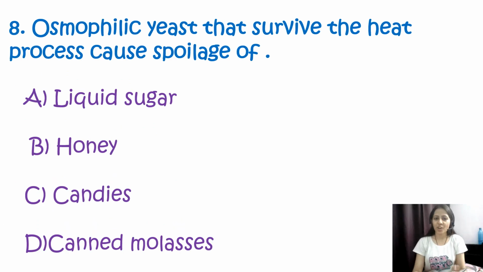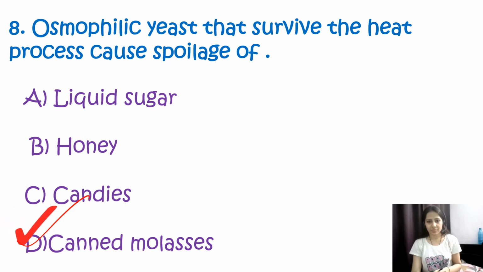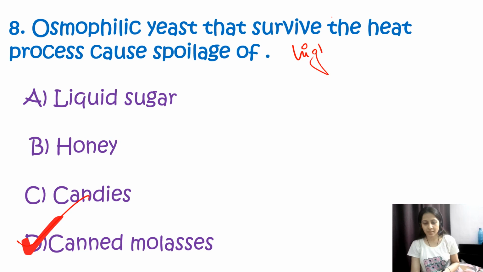Question number 8. Osmophilic yeast that survive the heat process cause spoilage of. So options are liquid sugar, honey, candies, molasses. So over here my correct option is D, that is canned molasses. Now what is this osmophilic yeast? So these yeasts can thrive in a high sugar concentration environment, better to say high sugar environment.